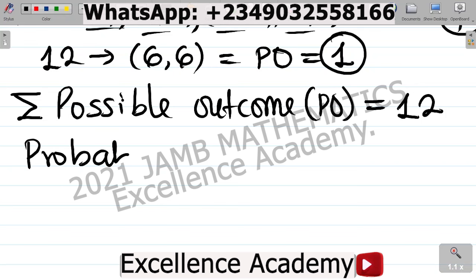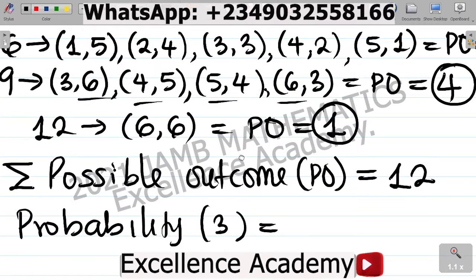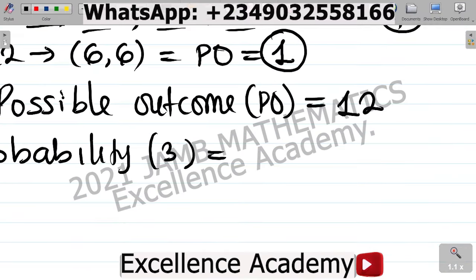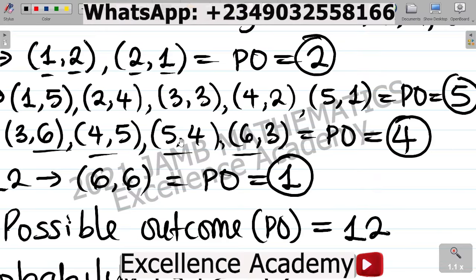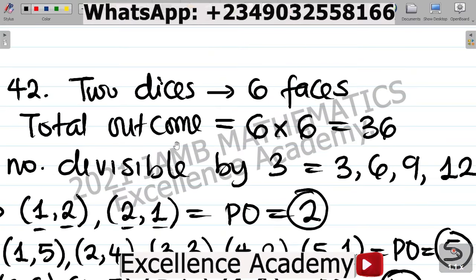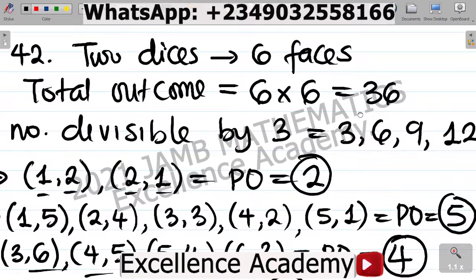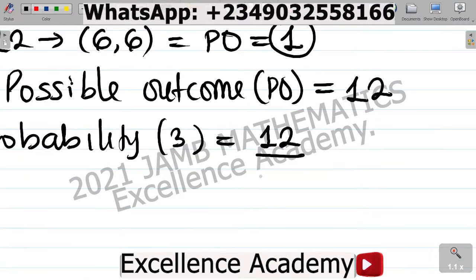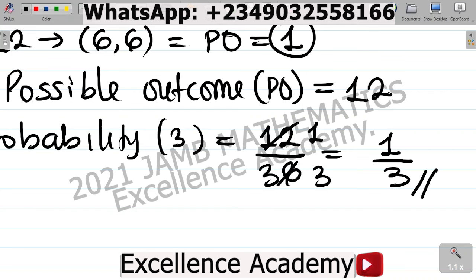Remember, the probability of getting a 3 will be equal to, if you look at this, how many combinations can give you 3? The answer is 12. So it becomes 12 all over the total number of combinations. My total outcome, we had this as what? 36. So this all over 36, right? That becomes 1 all over 3. So 1 over 3 is the correct answer.